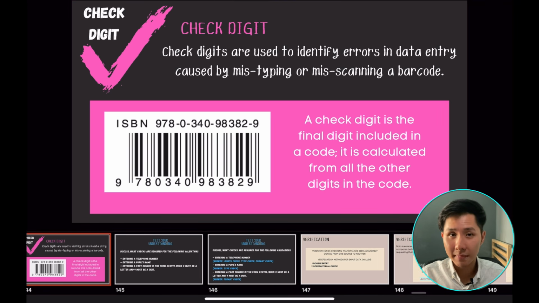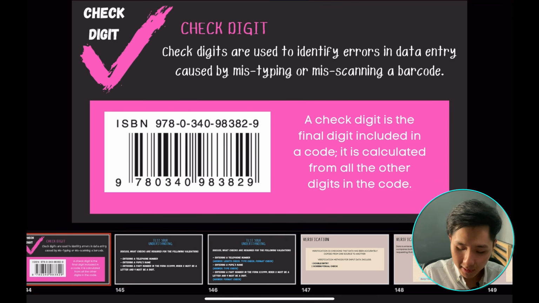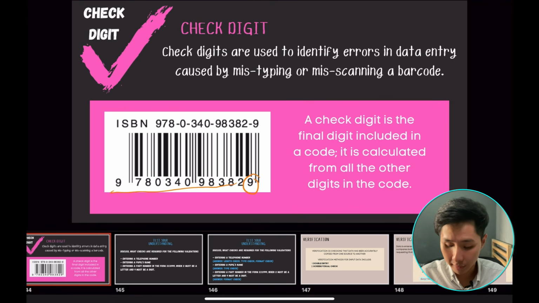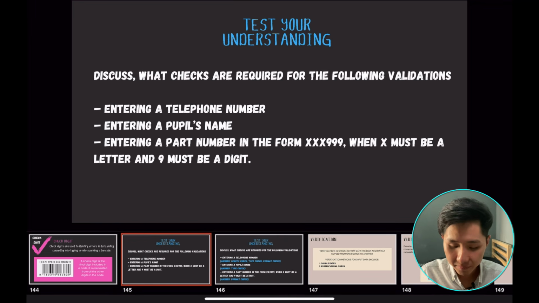It is used in barcode. We also learn it in chapter 2. What it does is that the final digit of the code will be used to check whether there's any data entry error in the first 12 digits. So feel free to refer to my chapter 2 video where I explain this in depth. But this is also a type of validation check.